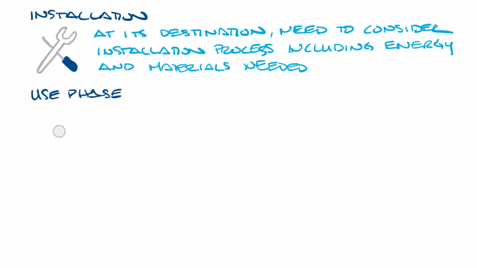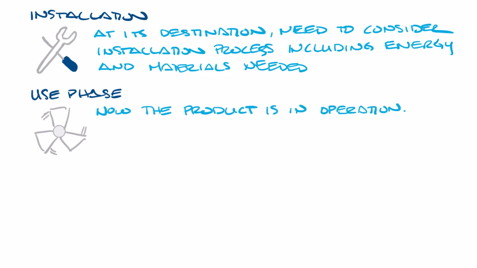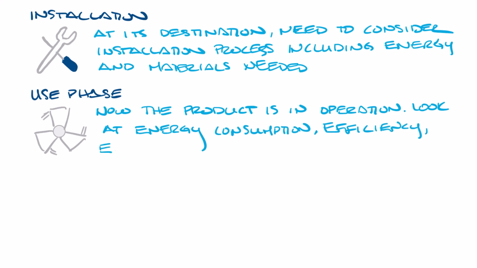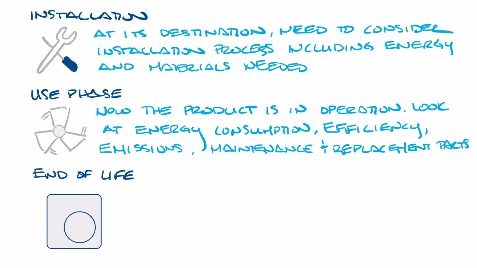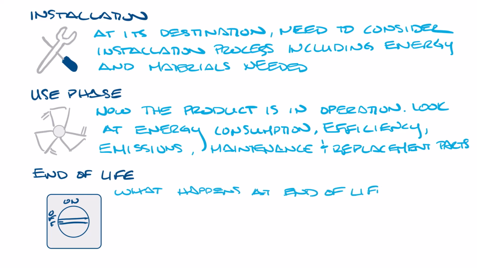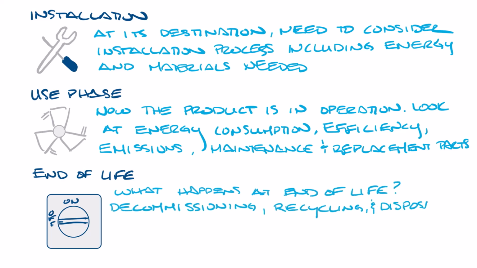And then we have the use phase. Now the product is in operation. They need to look at the energy consumption, efficiency, and any emissions during its operational life. Regular maintenance and replacement parts also factor into this stage. And finally, we have end of life. They have to consider what happens when the product reaches its end of life. This includes decommissioning, recycling, and disposal. They need to understand the environmental impact of each of these processes.